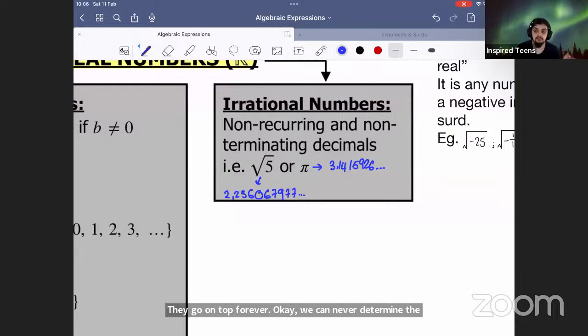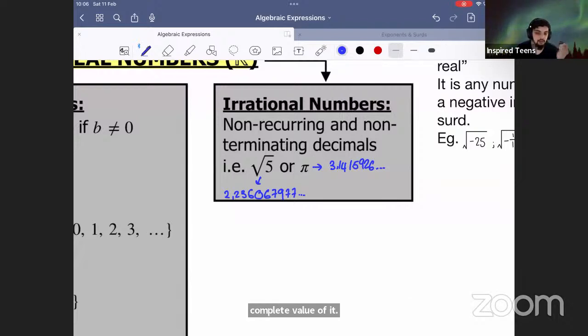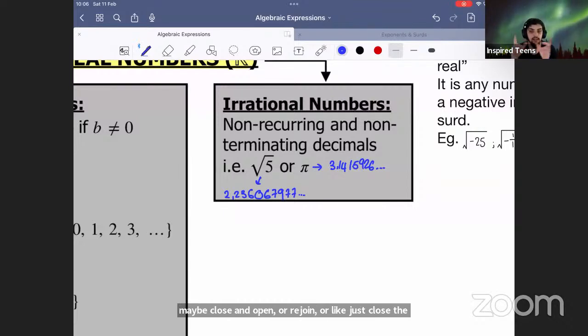Okay, can't see the full screen. Try refreshing it, like maybe close and open or rejoin, or just close the app and open the app, something like that. I've heard that that works.